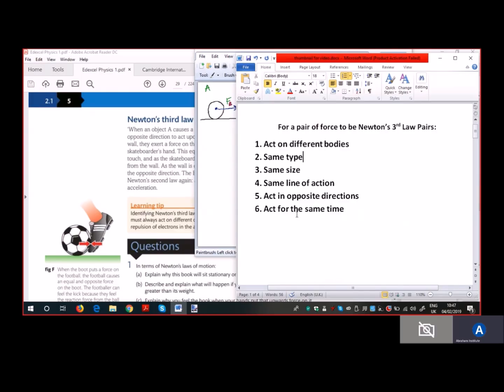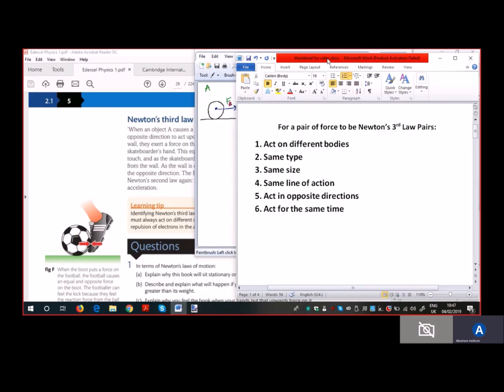So I told you earlier, all these criteria have to be met for them to be a Newton's third law pair. All 6. Okay. So same type, same size, same line of action. If you draw a line passing through this arrow, along this arrow, it also passes through this other arrow. So that indicates they have the same line of action and act in opposite directions. One is to the left, the other is to the right. These are contact forces, so they act for the same time. That is the time in contact with which the ball is with the shoe or shoe is with the ball.